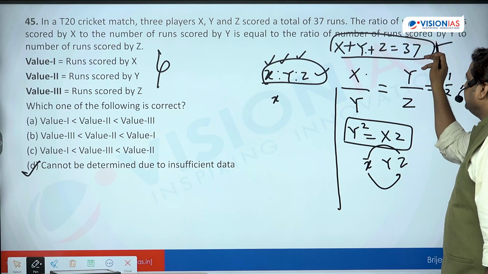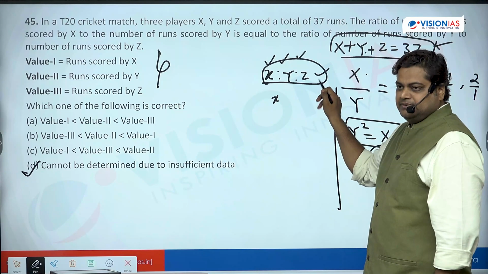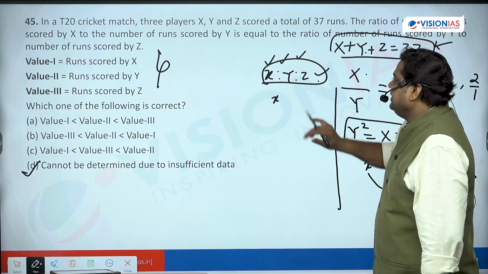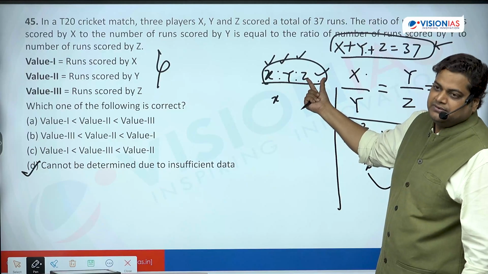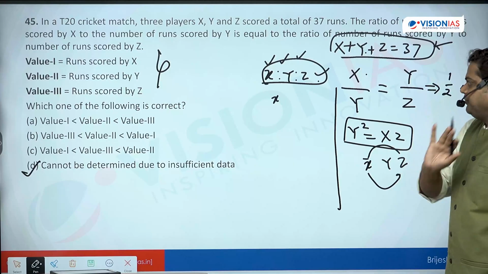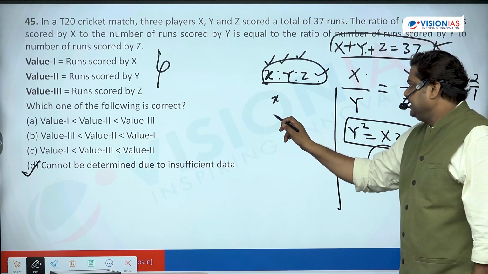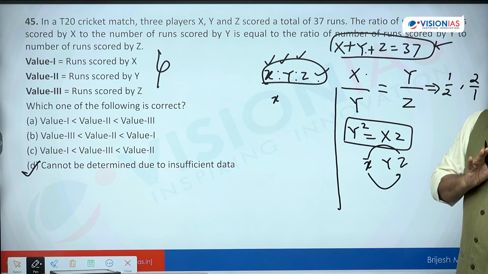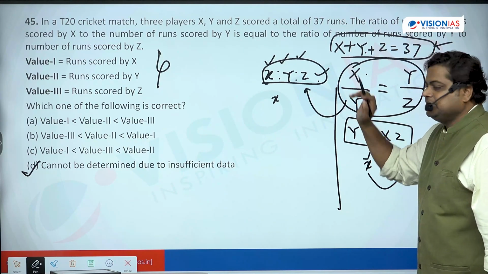X plus Y plus Z is 37. And the relation of X, Y, Z is not given. If in the question the sum and this ratio were given, then we could get the value of X, the value of Y, the value of Z. But in the question this information is not given. The information given is this, X by Y is equal to Y by Z. How much, that is also not given. So with the help of this information, we cannot get the relation of X, Y and Z.